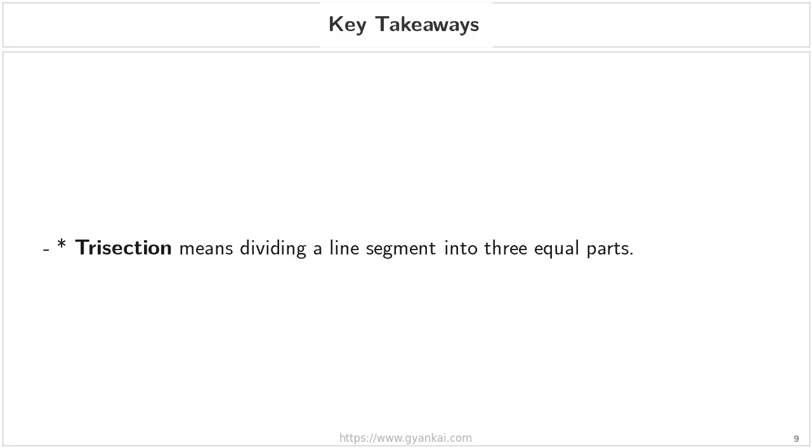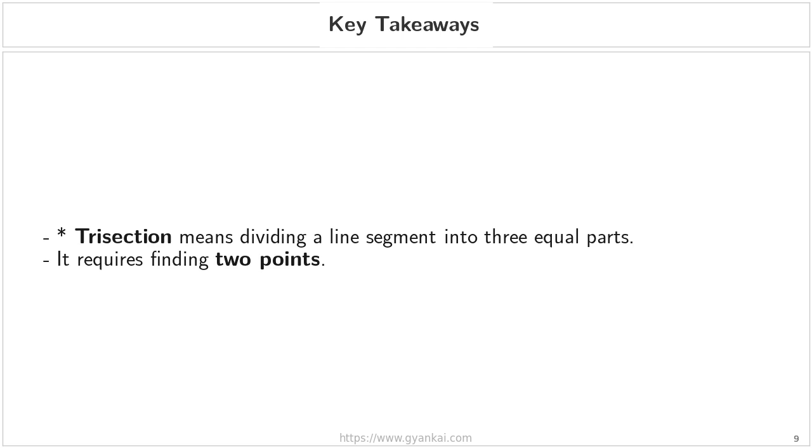Key takeaways. All right, we have reached the end of our lesson. Let's take a moment to recap the key takeaways from today's session on the points of trisection to ensure everything is clear. First, remember the fundamental definition. Trisection simply means the process of dividing a single line segment into 3 equal parts. As we discussed when looking at our initial diagram, because we are creating 3 segments, it requires us to identify and find exactly 2 distinct points along that line.